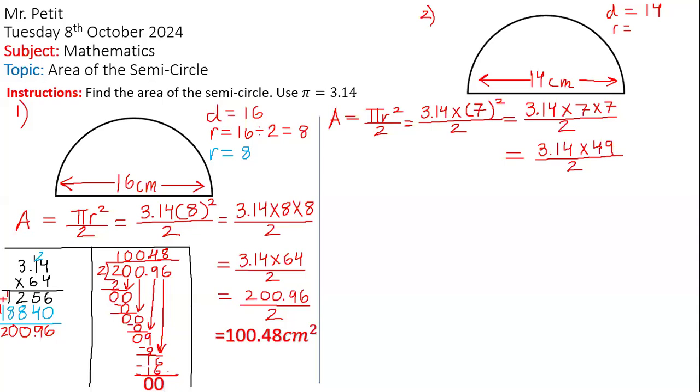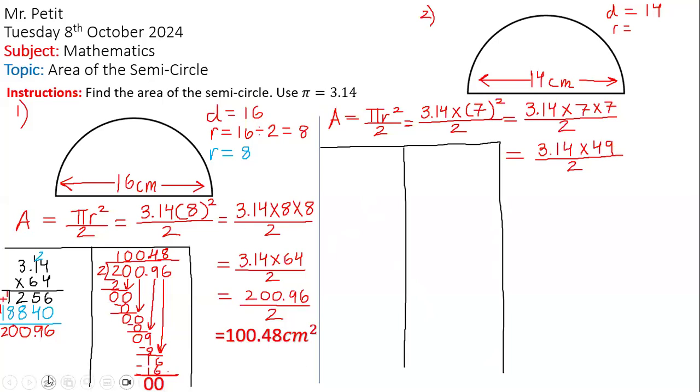Now we have to multiply, right? So we have to say 3.14 multiplied by 49. Did anyone get the answer yet? I got 153.86. I got 76.93 centimeters squared. Okay. Put your answers inside the chat.